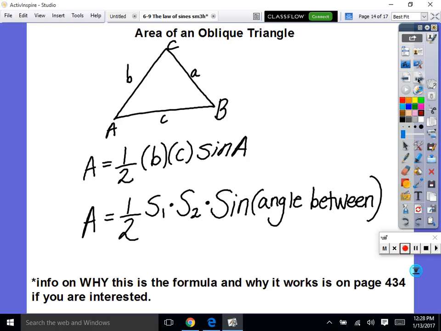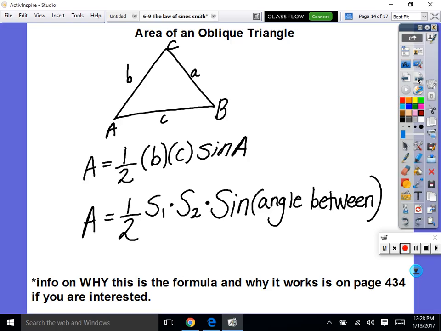But I don't like to say that because people get caught up in the B's, C's, and A's. Because really, to find the area of a non-right triangle, you just take 1/2 times side 1 times side 2 times sine of the angle in between. So that's better to remember because it could be any side, as long as you're given the angle in between. You can find the area.